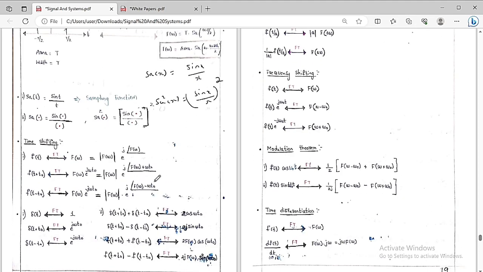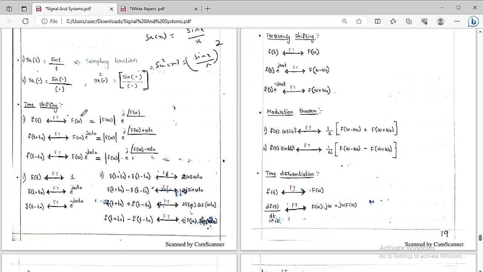So now the next thing is we are going to apply the time shifting property, in the Fourier transform properties that we are going to learn. For f of t, if the Fourier transform is F of omega, it has a magnitude and a phase angle: magnitude of F of omega into e to the power of j phase angle of F of omega. If you are doing a time shifting, then f of t plus t naught has the Fourier transform F of omega into e to the power of j omega t naught. F of t minus t naught has the Fourier transform F of omega into e to the power of minus j omega t naught.